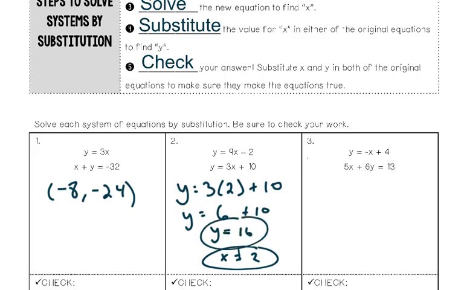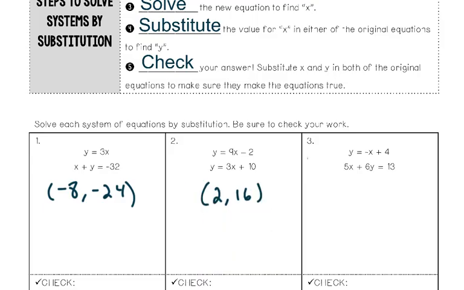So now I have a coordinate because I have an x and a y. So my final answer will be the point 2, 16. Remember, that's an ordered pair because it's x comma y. This is the point that these two lines would intersect. And again, you could check this by graphing. In this case, they're both set in slope-intercept form. So you could just graph both of them and see that they intersect at 2 comma 16.